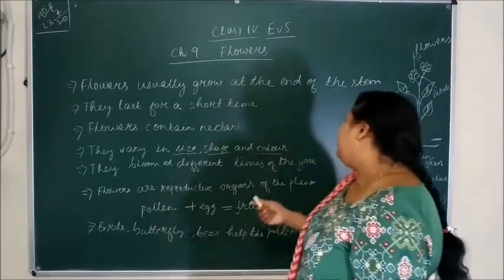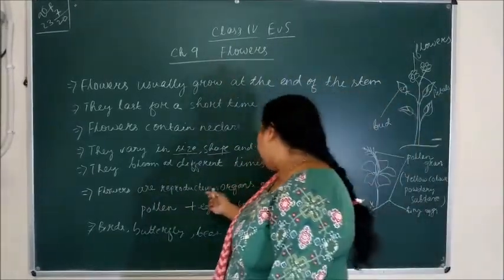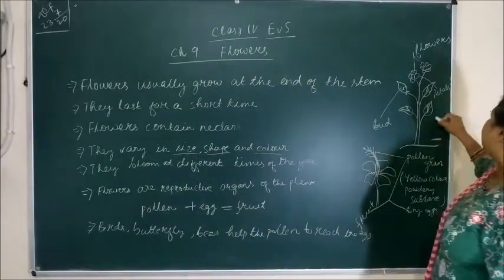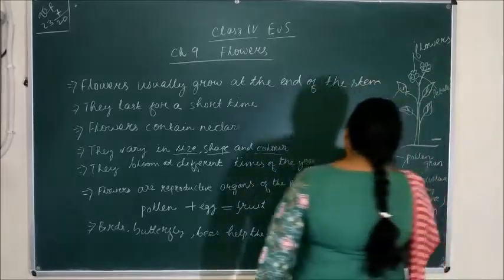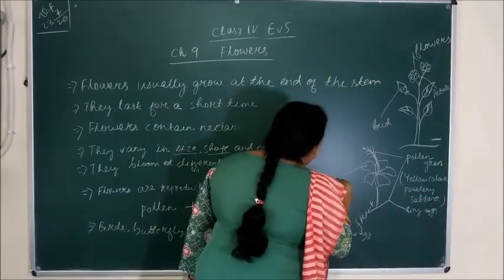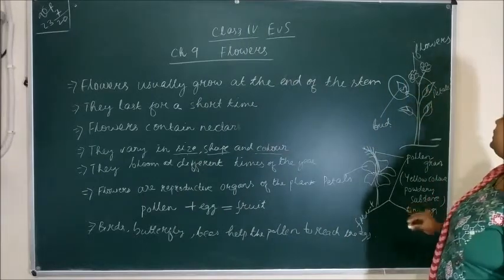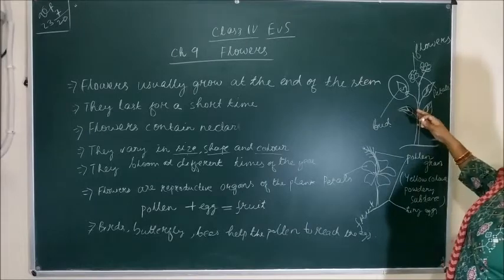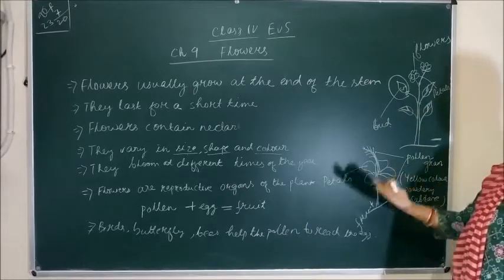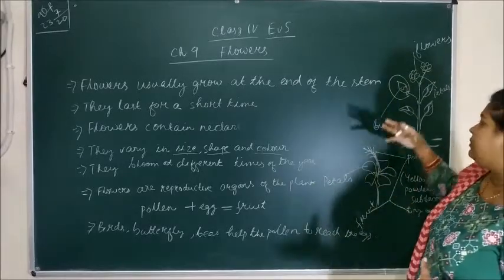Flowers are the reproductive organs of the plant. Here in the picture you can see the petals of the flower. These are the buds. Whenever the bud comes, it is covered, and whenever it blooms, the petals are attached with each other very tightly and bloom into a flower.